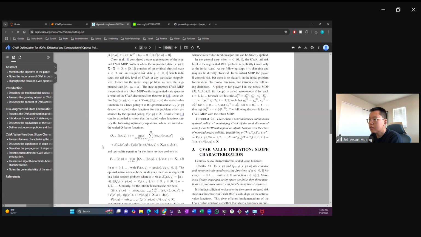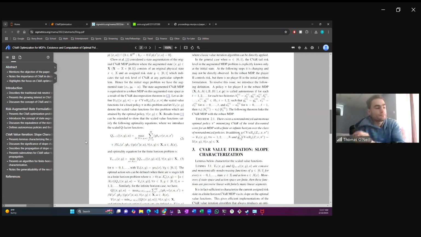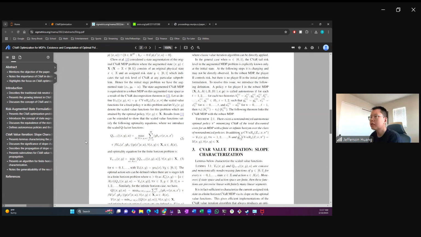And then the first thing to do is to basically solve this game using value iteration. And then afterwards you can reconstruct what the optimal actions are for player 1, which is basically the decision maker in the original MDP. You reconstruct that using the slope formula, the slope algorithm stuff later.